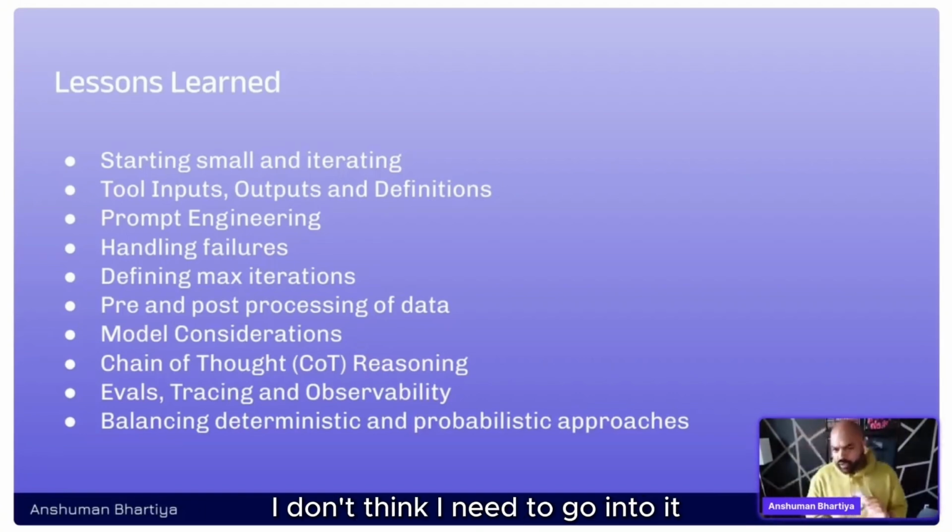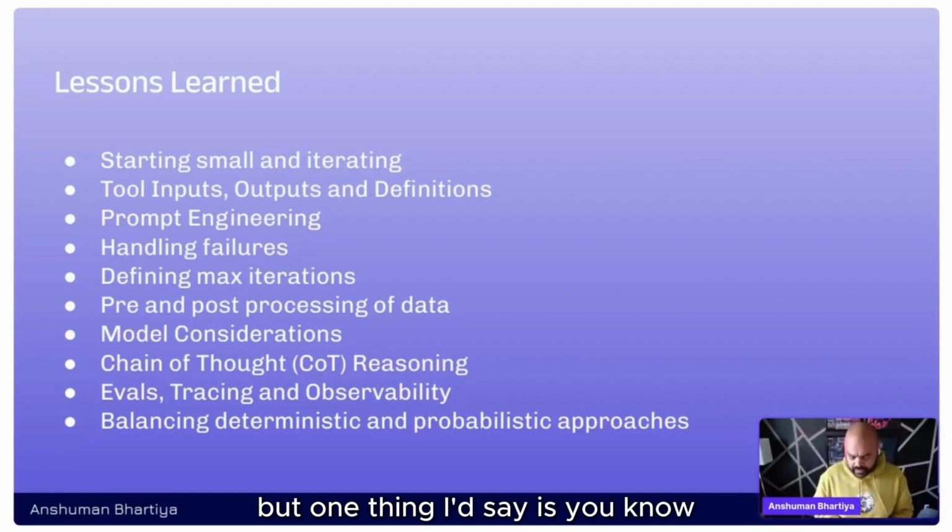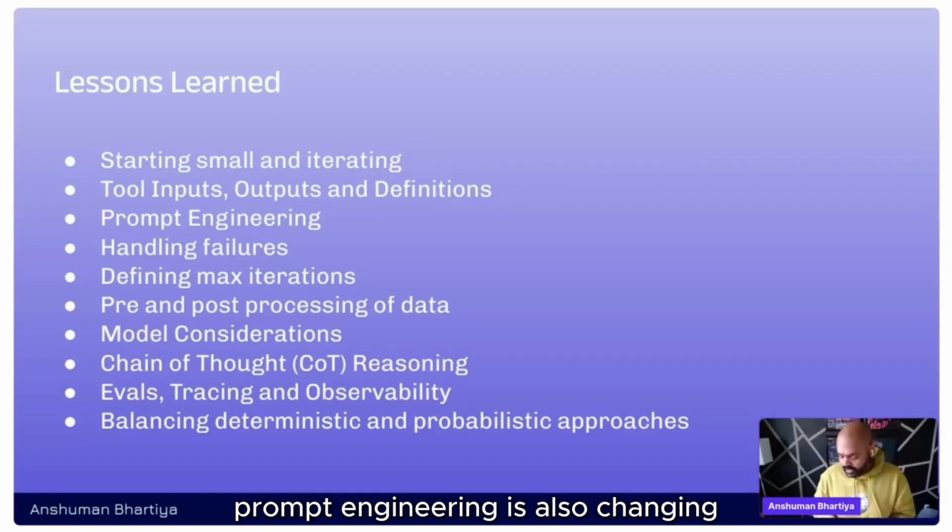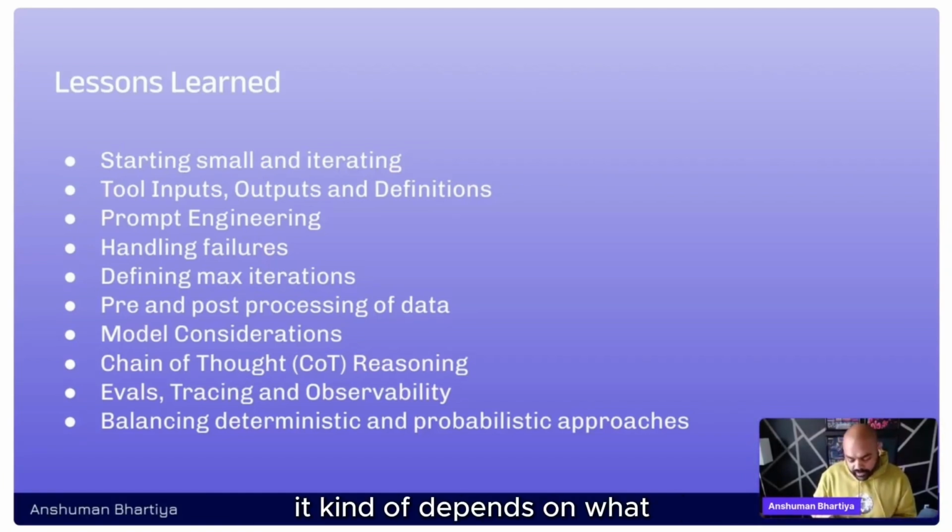Prompt engineering, I don't think I need to go into it, but one thing I'll say is prompt engineering is also changing. It depends on what models you use, reasoning or non-reasoning.